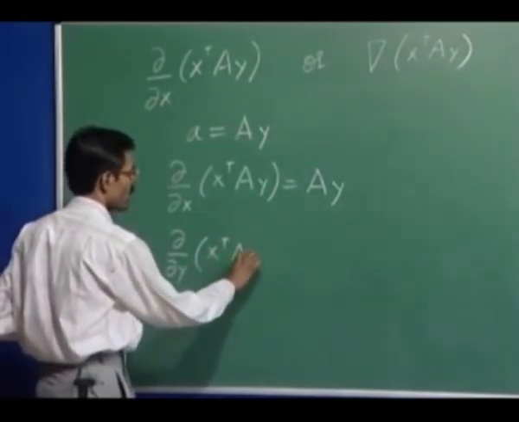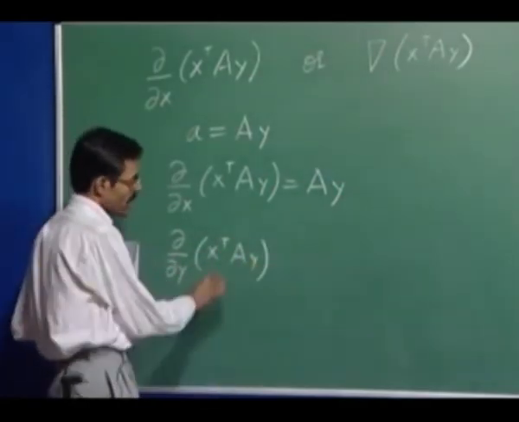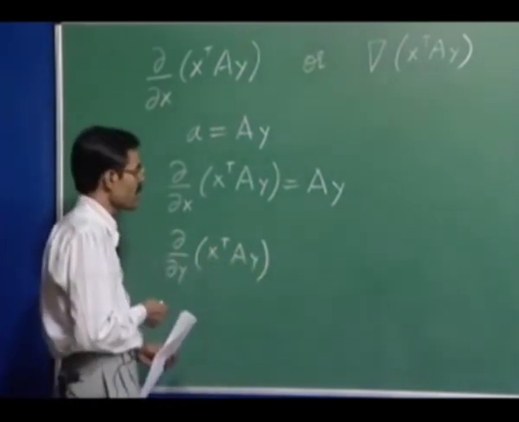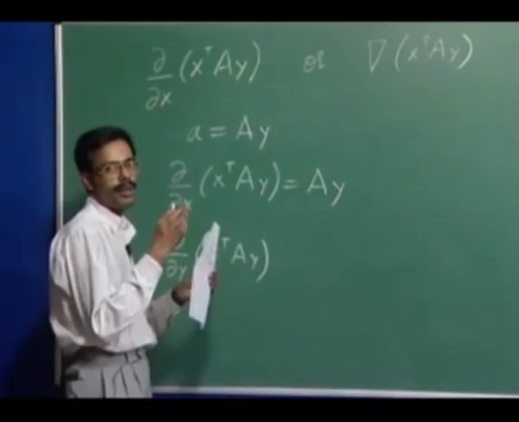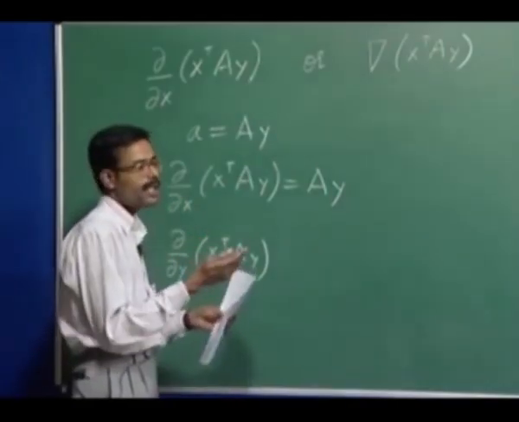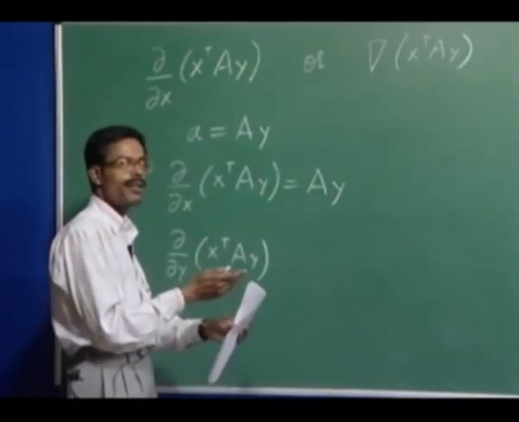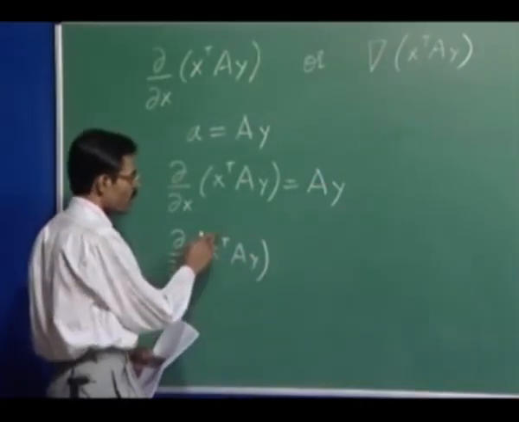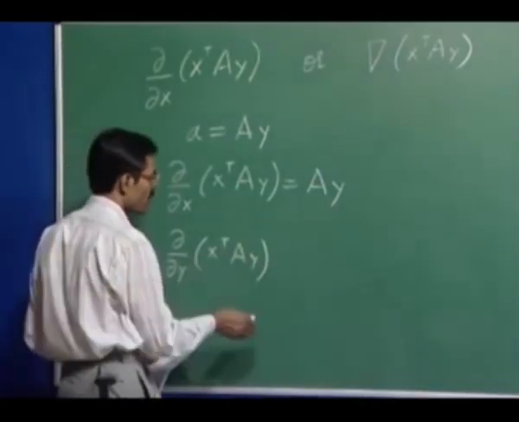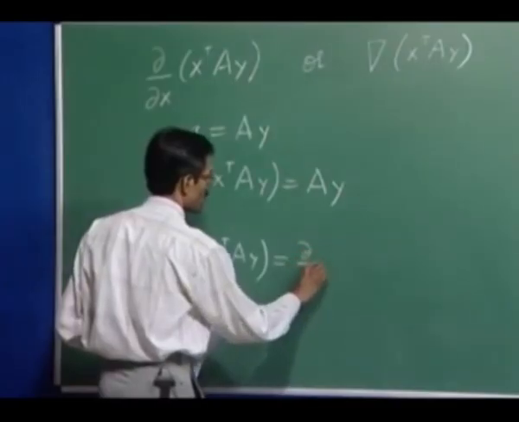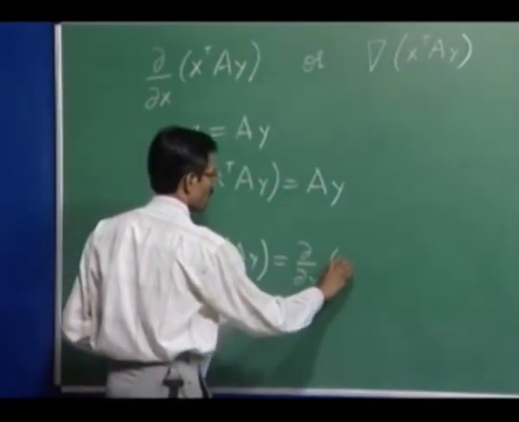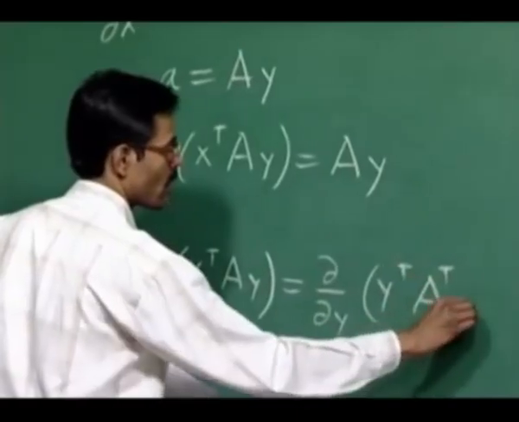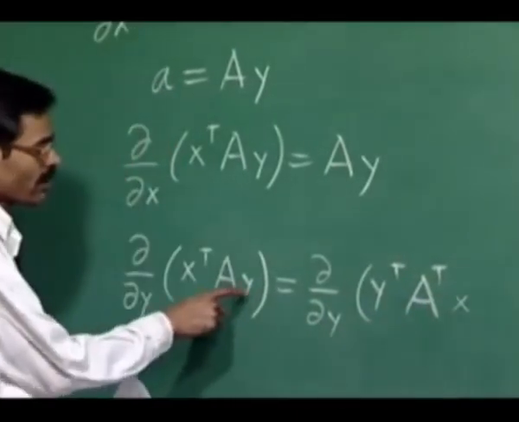When we want to do that, we note that this x transpose A y is a scalar function. Now, a scalar is a 1 by 1 matrix, its transpose is that scalar itself. So, we can replace this with its transpose. If we do so, we get y transpose A transpose x.